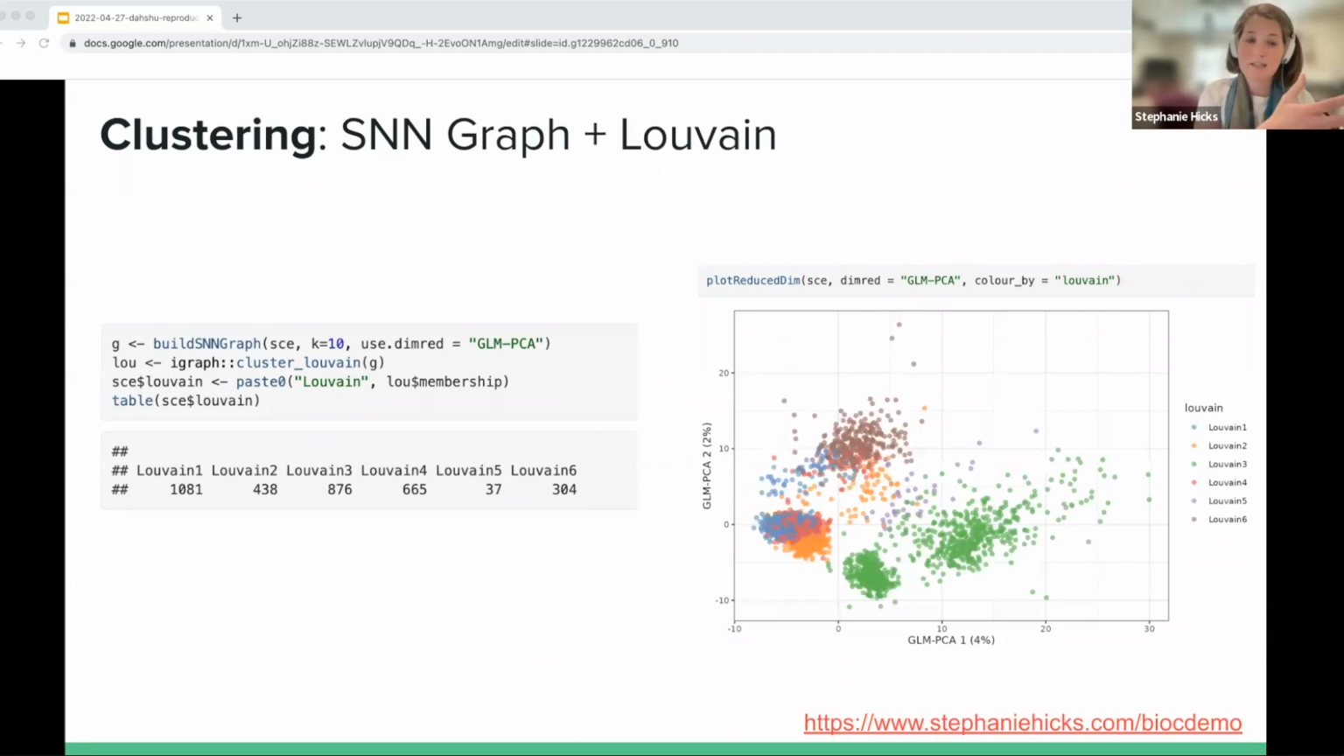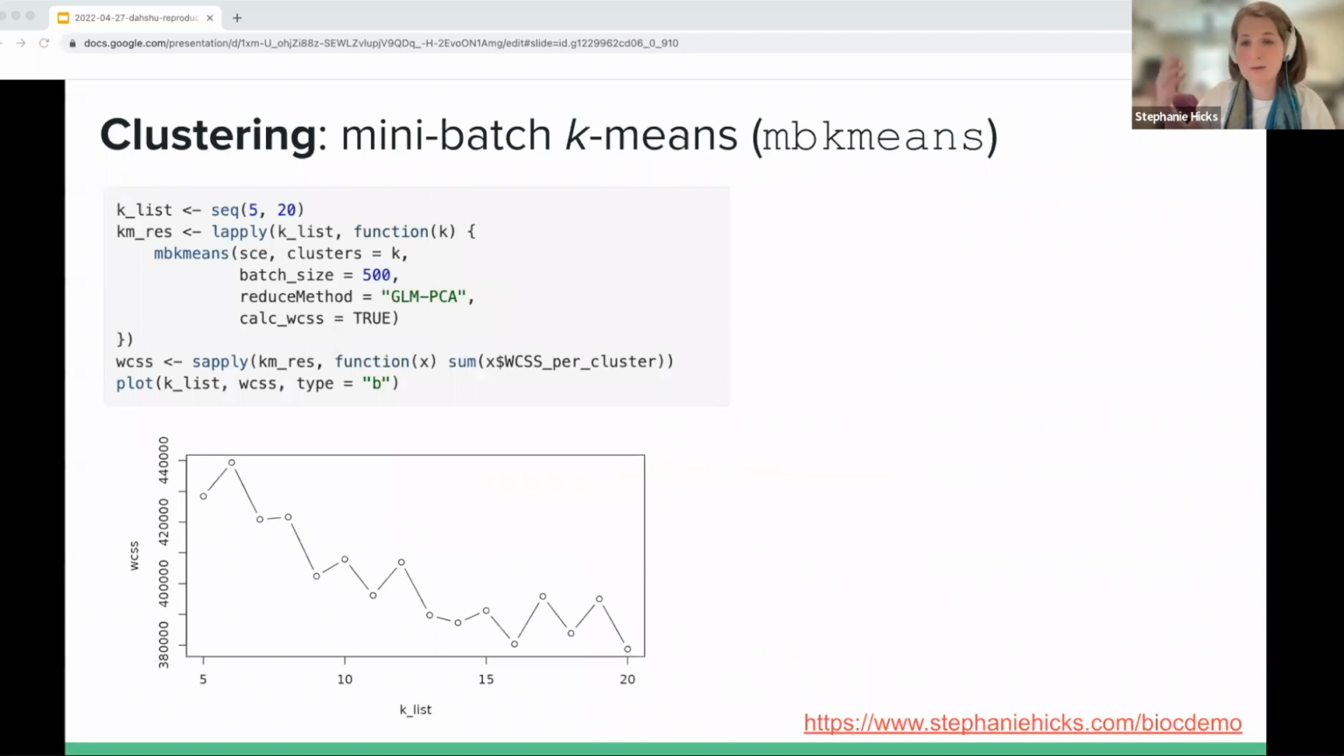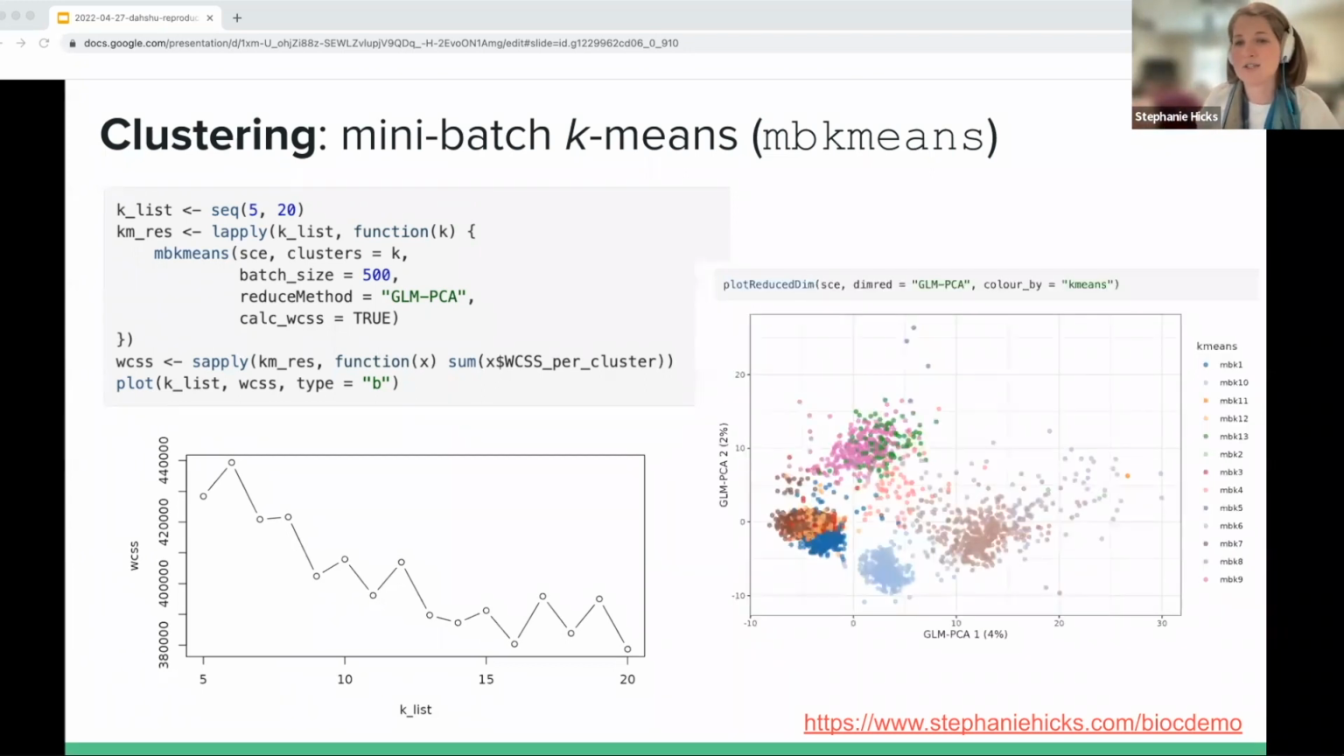You can do graph-based clustering, or you can also do mini batch k-means clustering. So here I'm taking in the glm-pca components. That's what reduced method equals glm-pca is. It's saying extract out the glm-pca components and then give that to mini batch k-means, and do clustering from k equals 5 to k equals 20. And then we get a set of clusters from mini batch k-means with the glm-pca components. So if you want to do this in your own data, this is how I do this in practice. And I'll stop.